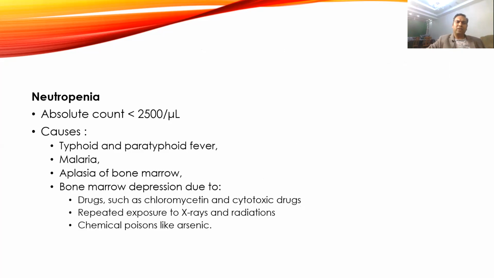Whenever the neutrophil count decreases to less than 2500 per microliter, we call it neutropenia. Physiological causes are not there for neutropenia, but pathological causes like non-pyogenic infections, like enteric fever, typhoid and paratyphoid fever, and malaria. Typhoid and paratyphoid fever are also called enteric fever. Enteric means GI tract. Typhoid and paratyphoid both affect the GI tract, that's why they are also called enteric fever. So it is an infection of the GI tract which can cause fever.